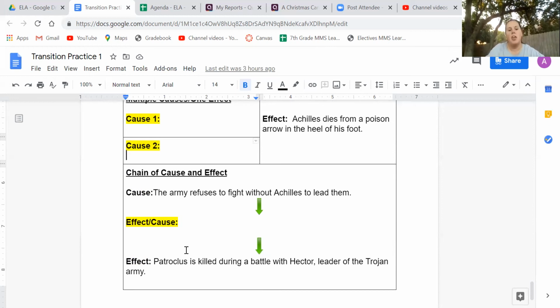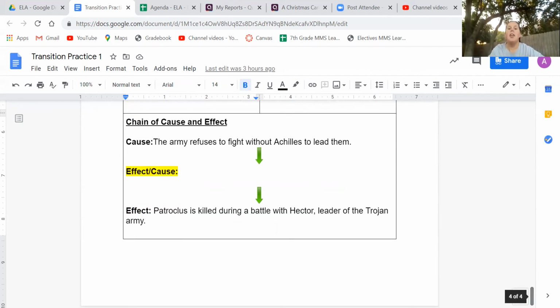So in this one, the army refuses to fight without Achilles to lead them. What does that cause? What happens next? Then you have Patroclus is killed during a battle with Hector, leader of the Trojan army. Because of what? There's one event that's going to go between those two things.